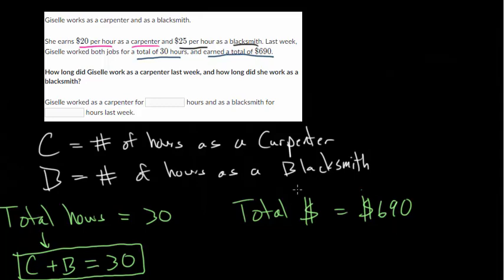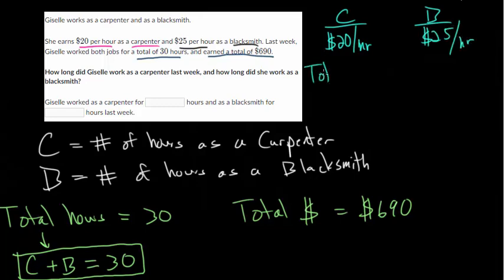So let's use the idea for the total money. And we know as a carpenter that it's $20 per hour, and as a blacksmith that it's $25 per hour. Now, the total, we can say as a carpenter, well, it's $20 per hour, and C is the number of hours worked. So the total amount of money made would just be 20 times C, because let's say if they worked 5 hours as a carpenter at $20 an hour, that would be 5 times 20, which is 100. So this is the expression for the total amount of money made as a carpenter.